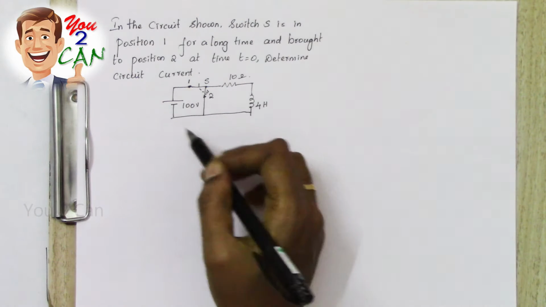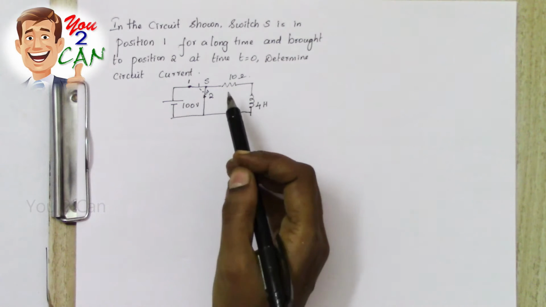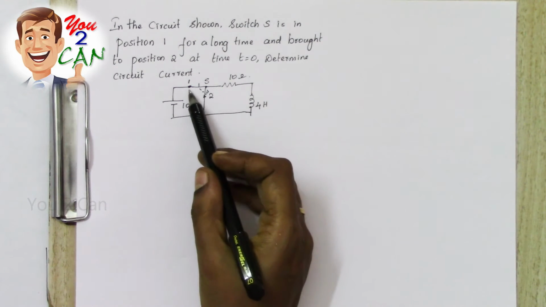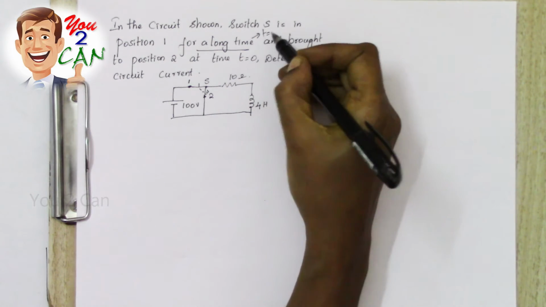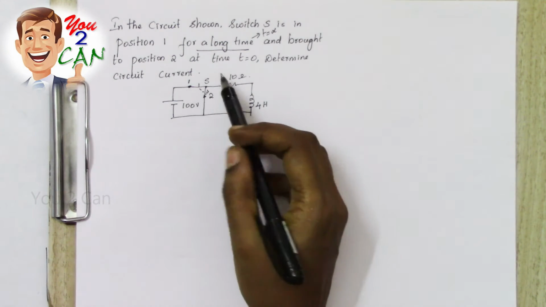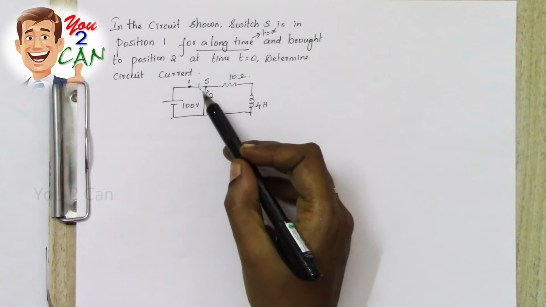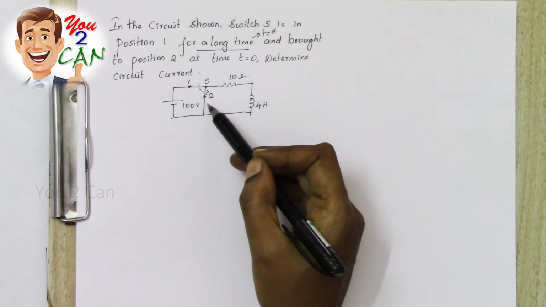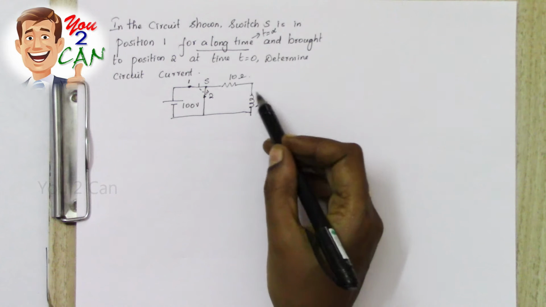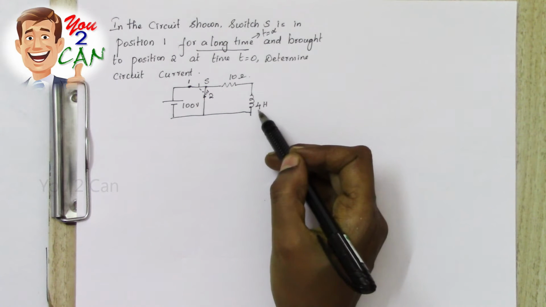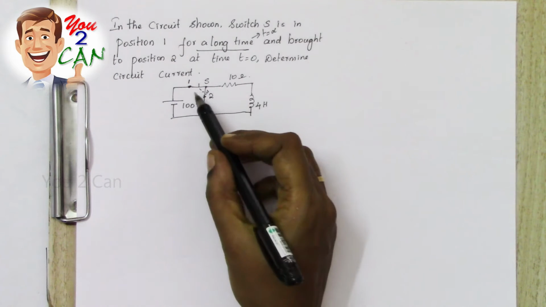Okay, consider the circuit. The switch has two positions. At first the switch is in position 1 for a long time. Long time means t is infinity. After steady state, the switch is transferred to the second position. So at the second position the inductor will have an initial condition, which is the current through the inductor when it is at position 1.